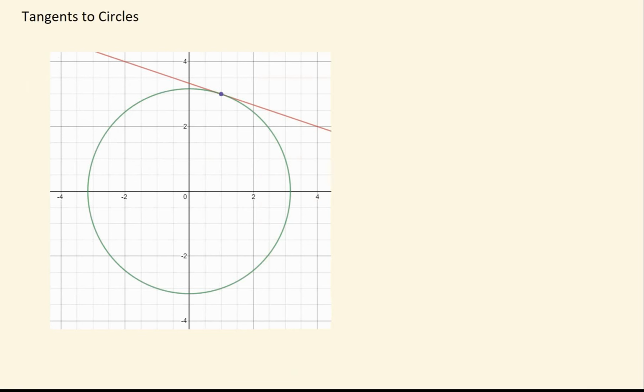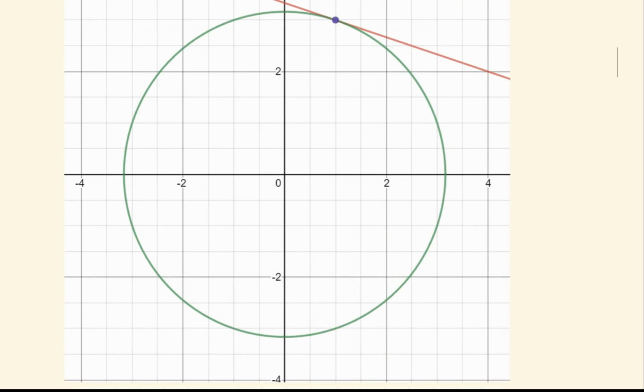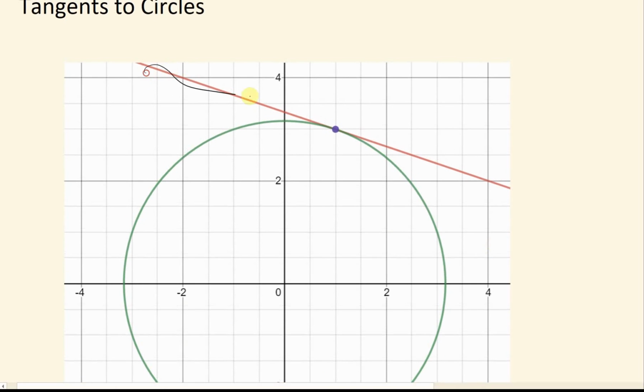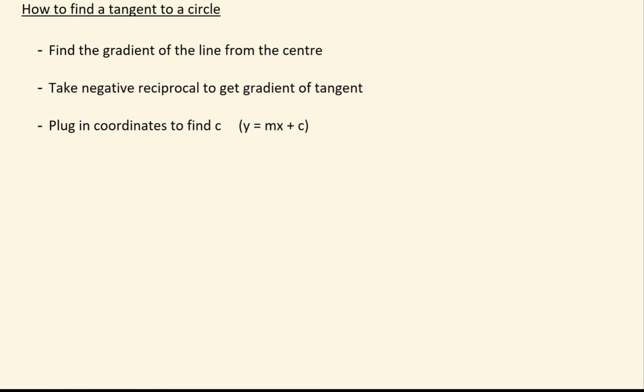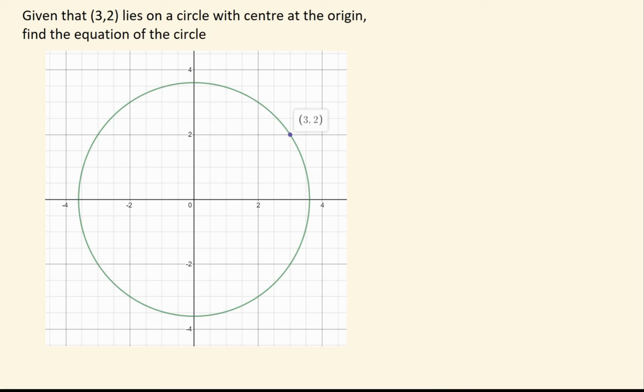Okay, the main thing we're looking at now is tangents to circles. So let me explain what it is really quickly. Here I've got my circle, and this line is a tangent line. That means it touches a circle, but it doesn't go through it. It sort of glides as it touches it and then moves on again. So we're going to see how we can find a tangent to a circle. You're basically going to follow these 3 steps. I'll go into more depth in a second.